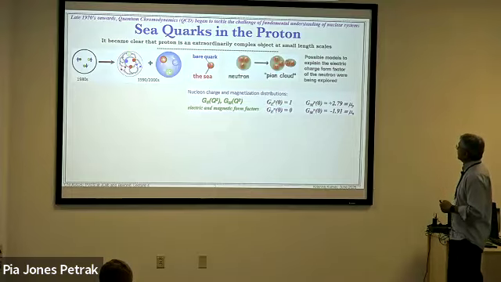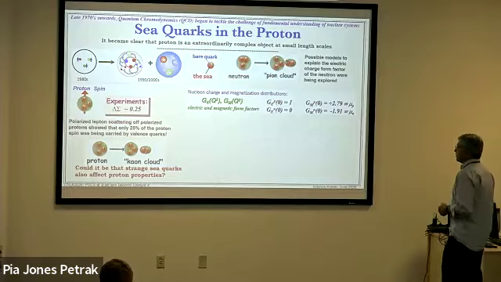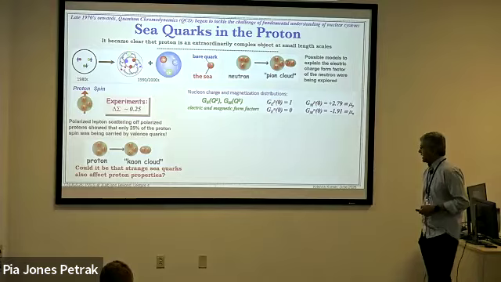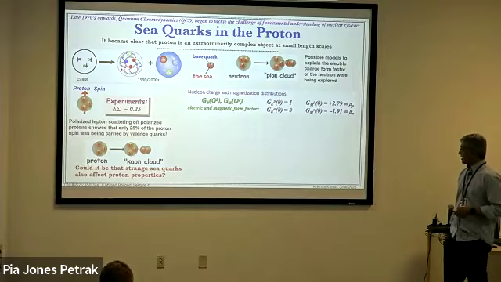But then there was also the spin crisis, that polarized lepton scattering off polarized protons showed that only 25% of the proton spin is being carried by valence quarks. This is the well-known EMC effect. So the question was, are the sea quarks playing a role? And in particular, can the strange quarks be playing a role in modifying the properties of the proton?